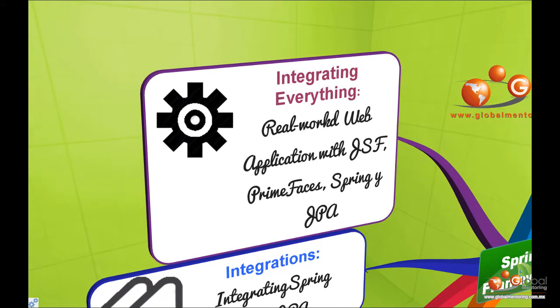Integrating everything. Real-world web application with JSF, PrimeFaces, Spring, and JPA. We'll create a three-layer application where we'll use JSF with PrimeFaces as a presentation layer, and we'll see the integration with Spring Framework in the business layer. And we'll use JPA in the data layer, configuring it to use JTA, Java Transaction API, to connect to a database from a Java application server. This application will serve as the basis for your own Java web and enterprise applications, combining the mentioned technologies.